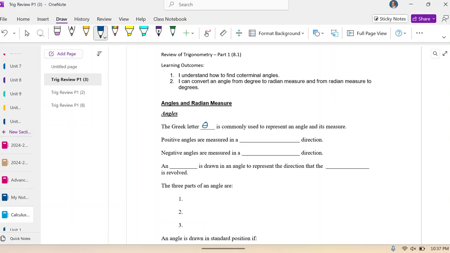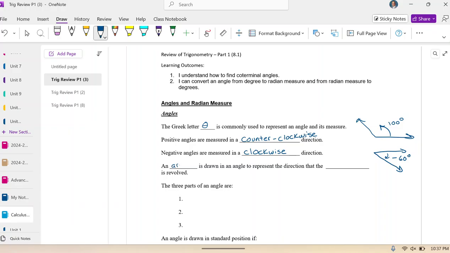Positive angles are measured in a counterclockwise direction, right? Because if you go like this and you say that would be 100 degrees, that's positive. A negative angle would be measured in a clockwise direction. So if you're going like this and you want to say that's negative 60 degrees, the rotation is in a clockwise direction.